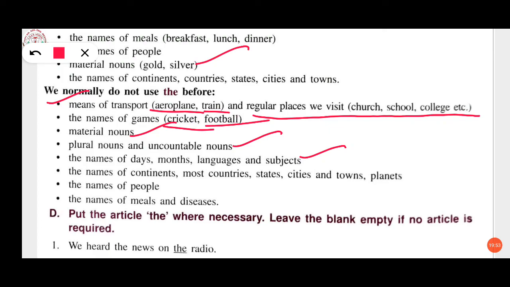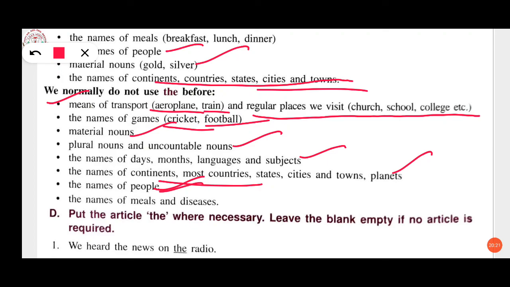Then the next one is the names of continents, most countries, states, cities and towns, planets. We will learn about this in the exercise. The names of people, same thing. We can't use a, an and the, it means articles, before them.